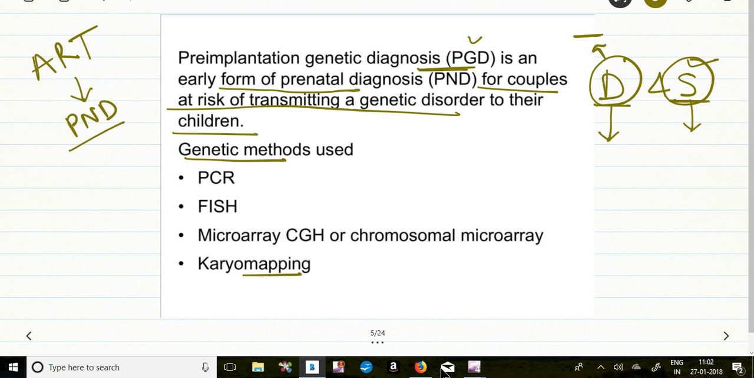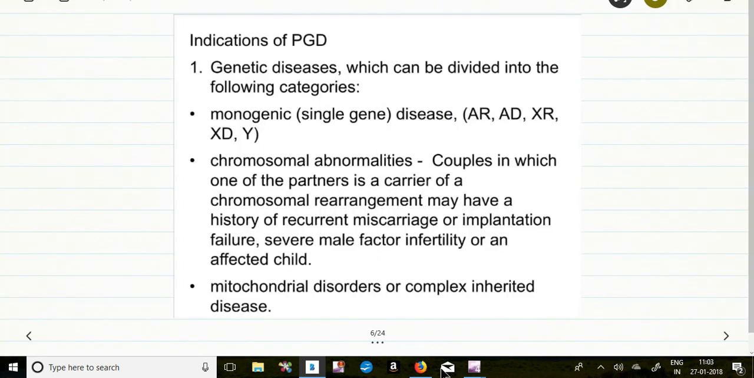So for that, the tests that are used are different. The principles for the test used are different. PCR, FISH, microarray, CGH and karyomapping, all these can be used for that single genetic defect that you're looking for. Now, indications for PGD are genetic diseases in the family. Monogenic, which should be autosomal recessive, dominant, X-linked or Y-linked.